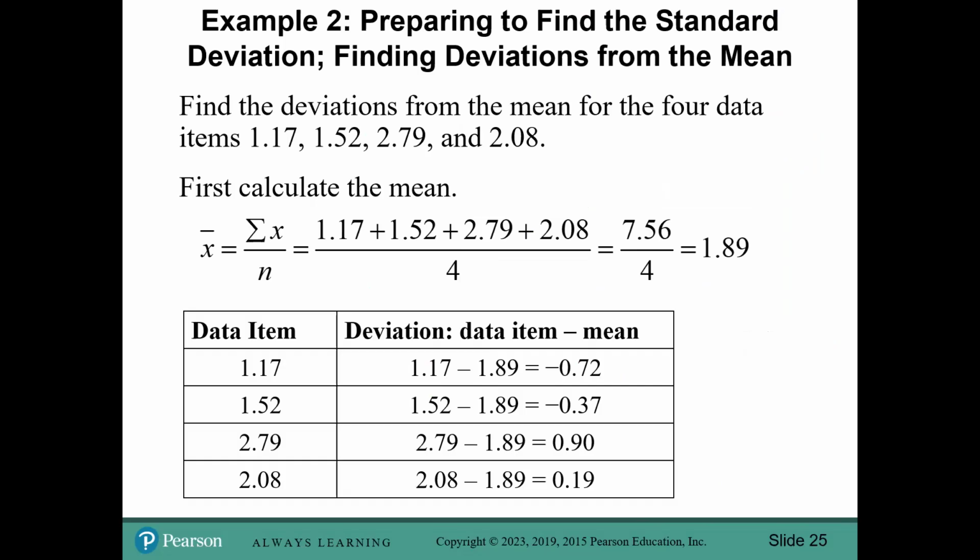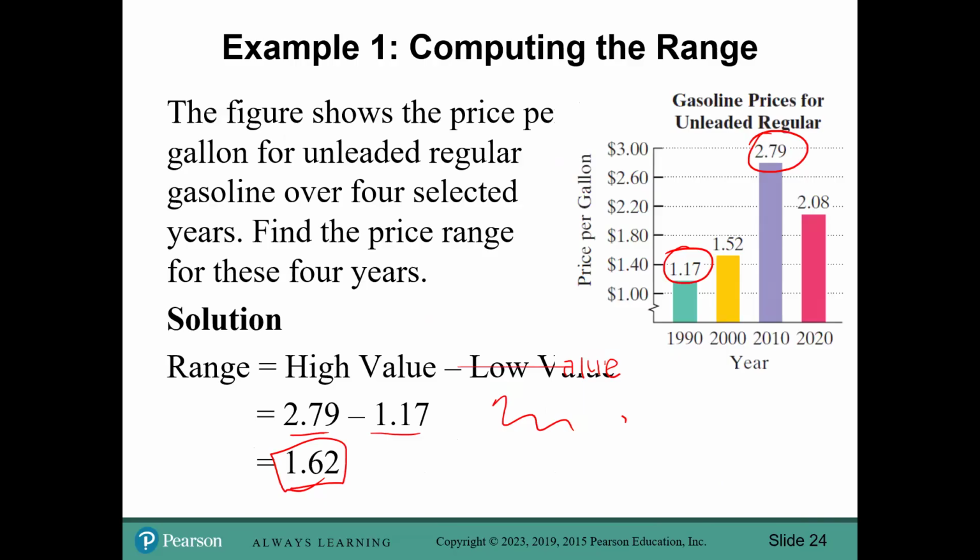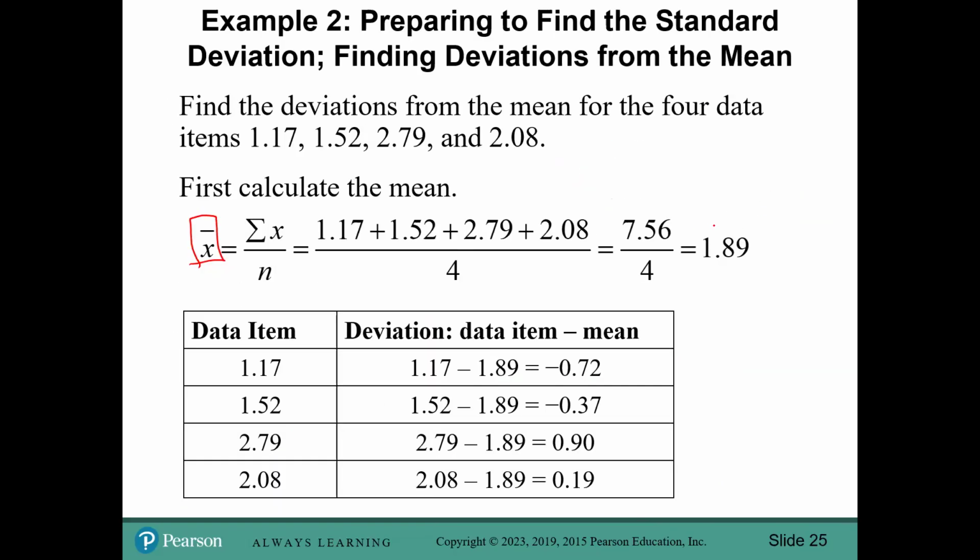So standard deviation is kind of a big deal. We'll talk about some things to do before then. The very first thing we want to do is find the deviations, right? The deviations are how far something is from the average. So every single one of these is compared to my mean average, which is just the sum of all of those values divided by n. So for the gas problem, we have $1.17, $1.52, $2.79, and $2.08. We just find that mean value of $1.89.